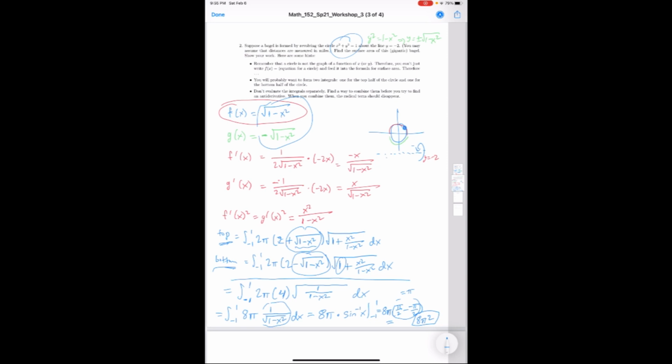And by the way, I guess I said that the distances are going to be measured in miles. This is one very large bagel, so the answer is 8 pi squared square miles, because that would be the unit of surface area for this bagel.